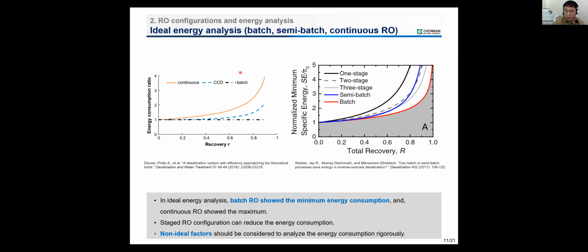However, this is only obtained by ideal energy analysis. The ideal energy analysis is helpful to understand the basic mechanism and the effect of each RO configuration. However, we have to think about the practical energy consumption, so we have to consider non-ideal factors to analyze the energy consumption in each RO configuration rigorously.